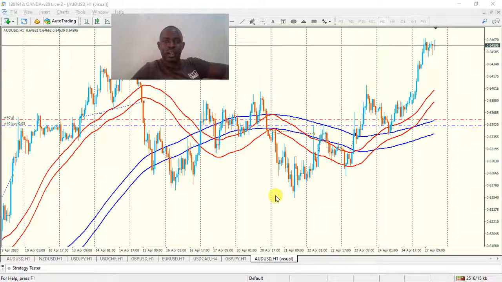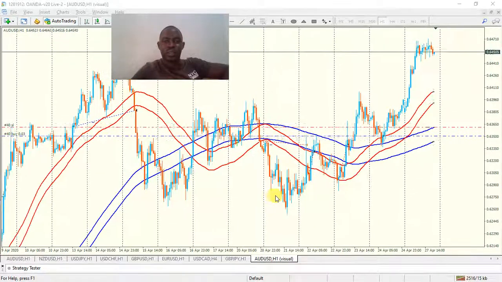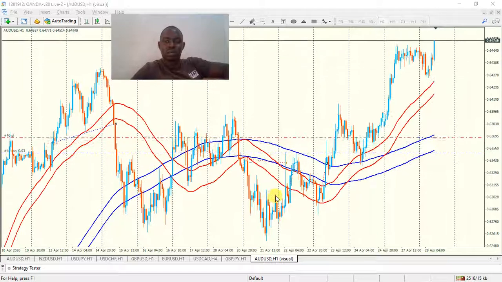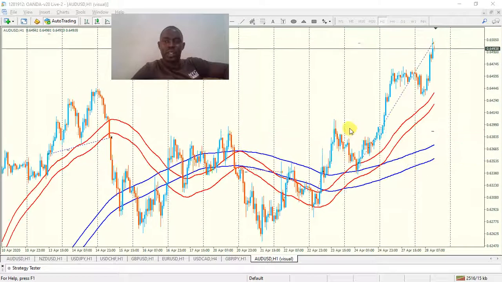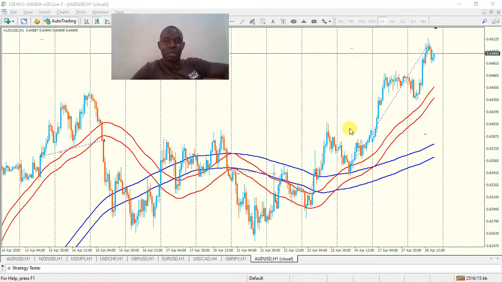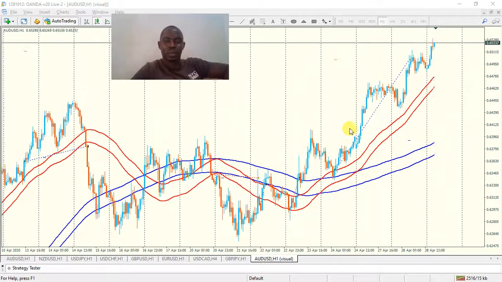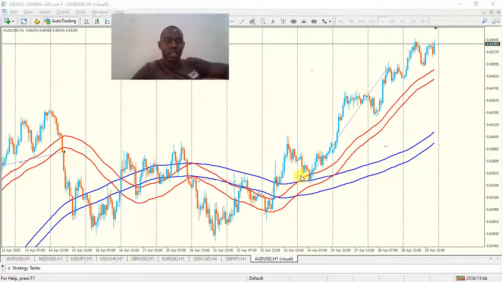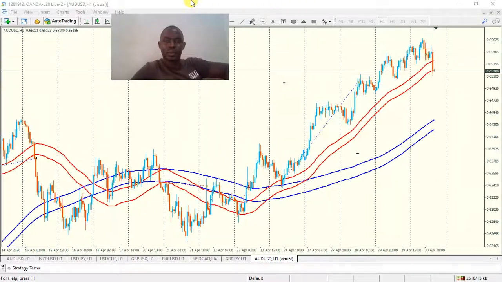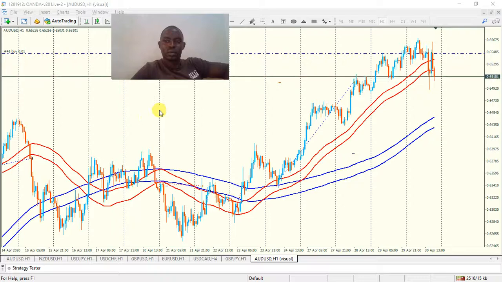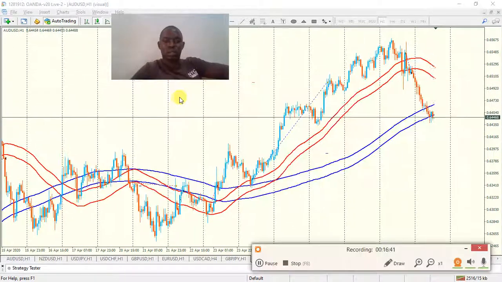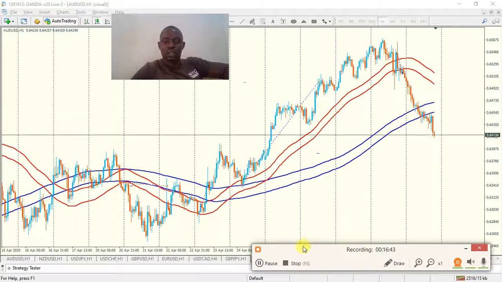Nice move right there. Break even. We're trailing it and take profit hit. Beautiful move right there. Let's see if we can get one more. Nope. Okay.